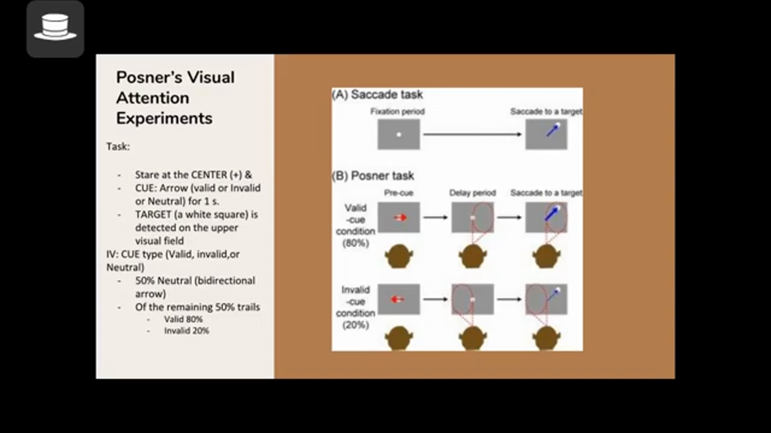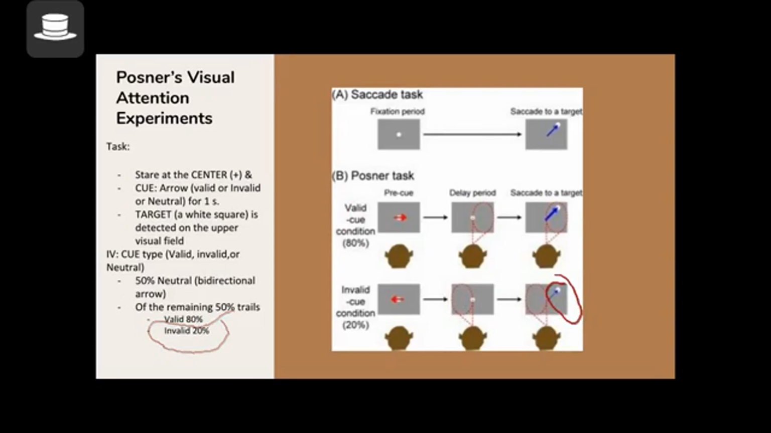But here's the trick. In 50% of the trials, participants would experience a bidirectional arrow. Of the remaining 50% of the trials, 80% would be valid. In other words, if they see a right arrow, they'll see an object on the right side. If they see a left arrow, they'll see an object on the left side. But the key point is this 20% of the remaining are invalid items. In other words, if the arrow is towards the right, they'll see an object on the left side. If the arrow is towards the left, they would see an object on the right side.